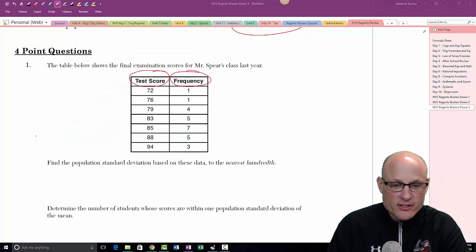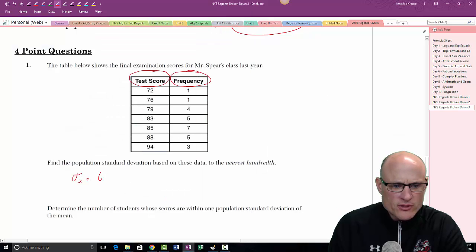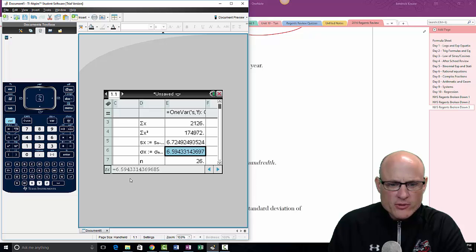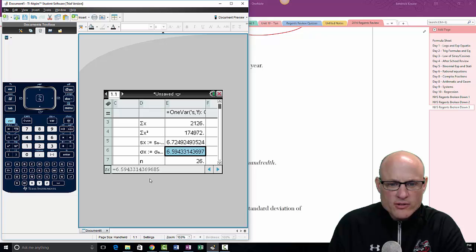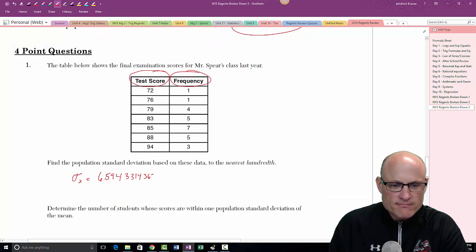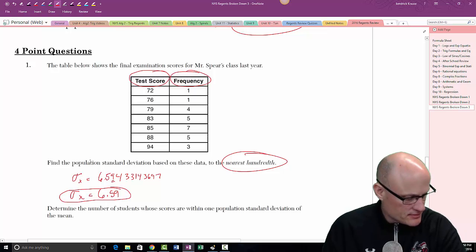So I'm going to write this all out. Sigma X is equal to 6.594, 3314, 3697. Now round it to the nearest hundredths place, so I get sigma X is equal to 6.59. There's my answer.